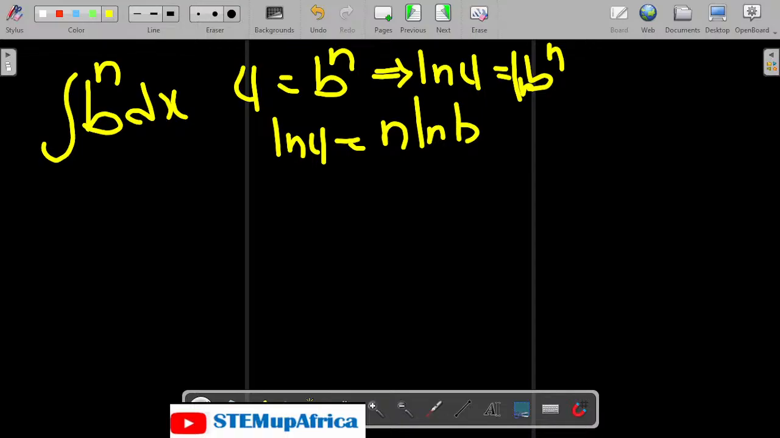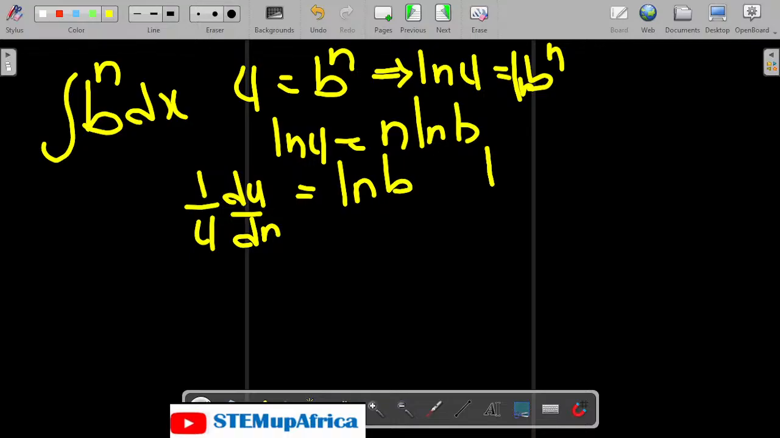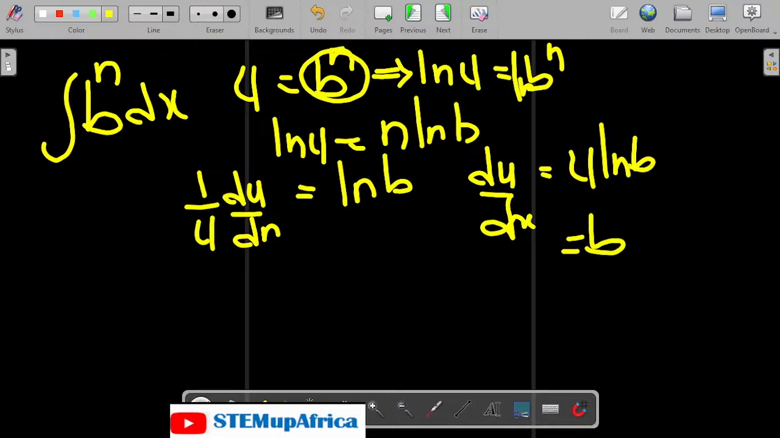You can ask questions if you have any. So if I differentiate both sides, I'm having 1 over u du over dn is equal to, if I differentiate n, I'm going to have ln b. So what is our du dn now? Du dn will give us u ln b. And what is our u? It is b raised to the power n. So I'm having b raised to the power n ln b.